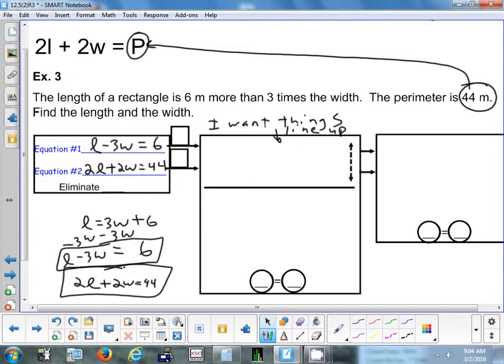So what letter are you trying to eliminate? L. I like that idea. We're going to get rid of L. So we need to make these opposites. So if the bottom one is a positive 2, we're going to make the top one negative 2. So multiply everything in the top equation by negative 2. And again, things are already lined up. That's the way we want it. Bottom equation, what are we doing with it? Keeping it. 2L plus 2W equals 44.